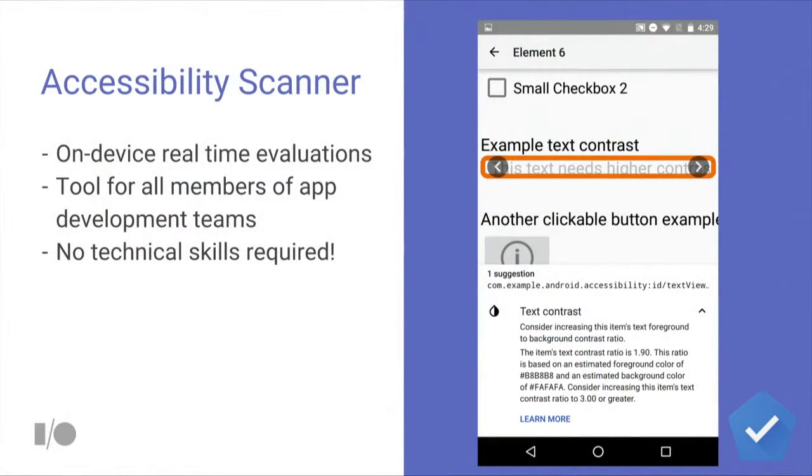Now, that's great for engineers, but what about other members of product development teams, app development teams? Well, we wanted to build a tool that leveraged the power of Android's accessibility test framework for other project contributors, too. So Google recently shipped Accessibility Scanner at the end of March. It's a tool for all members of product development teams, technical or non-technical alike. It allows for quick, on-device, real-time evaluations of accessibility and will present suggestions for improving accessibility within your app very quickly and easily.